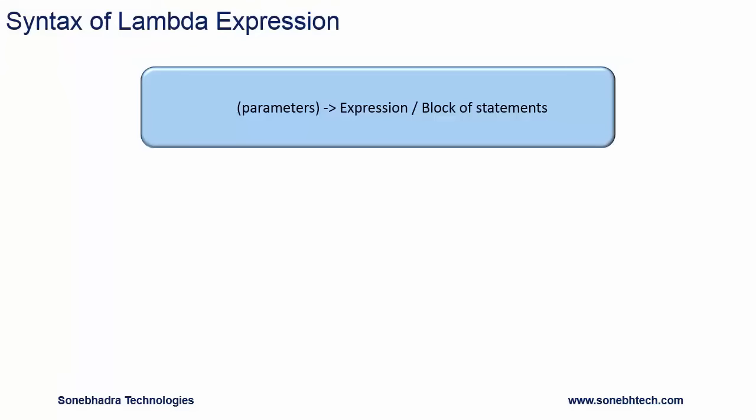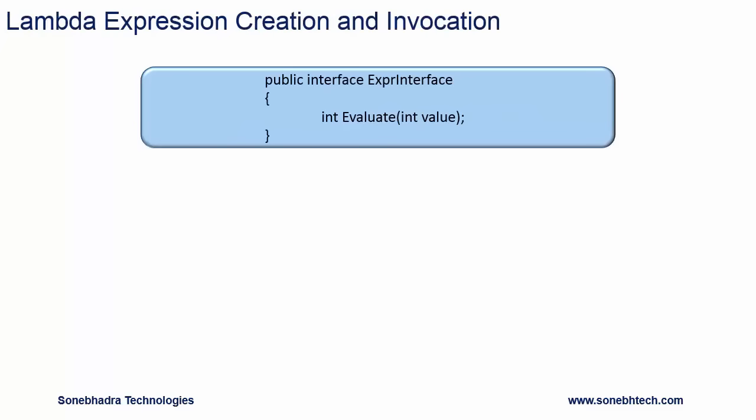Syntax of lambda expression. This is the syntax of lambda expression: parameters, arrow operator, expression or block of statements. On the left side of the arrow operator, we can have a single parameter, multiple parameters or no parameter. And on the right side, we can have an expression or a block of statements. Lambda expression creation and invocation.